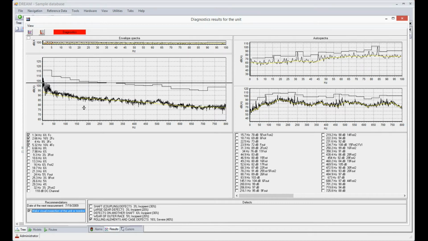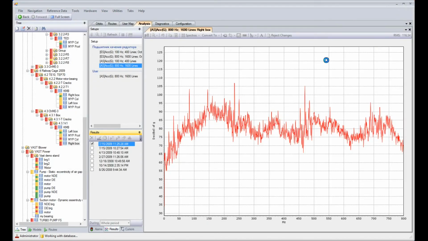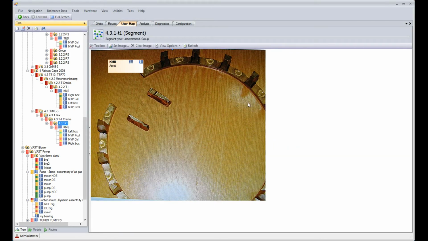We look at the low frequency spectrum, and here are the lines of the FTF. If we look at the picture of this bearing, we will see that we have quite a disassembled cage in this bearing of an electrical drive motor.